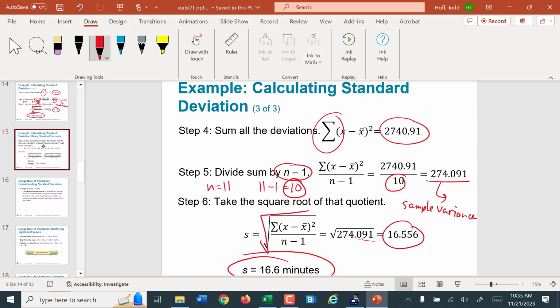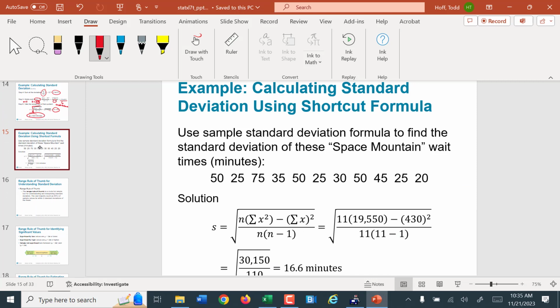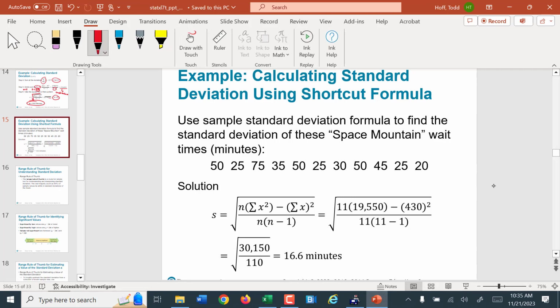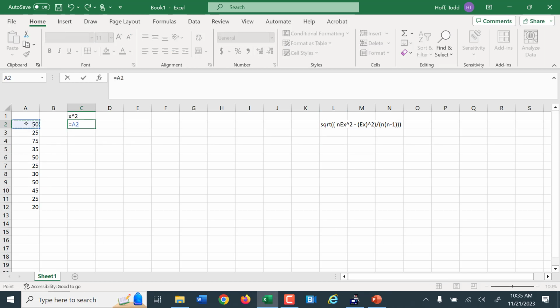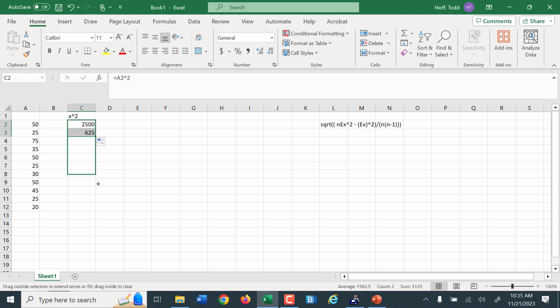If we wanted to use the shortcut formula, it looks like this. Now, I'm going to quickly go through and show you where each of these numbers came from. So this one here, the sum of the x squared. I'm just going to go to an Excel spreadsheet here. These are my data values. The x squareds, I'm going to take each of those points and square it. So 50 squared is 2,500. 25 squared is 625. Go all the way down the line to 20 squared is 400.